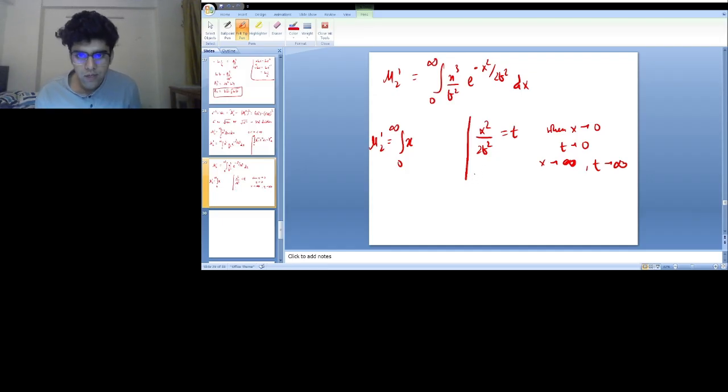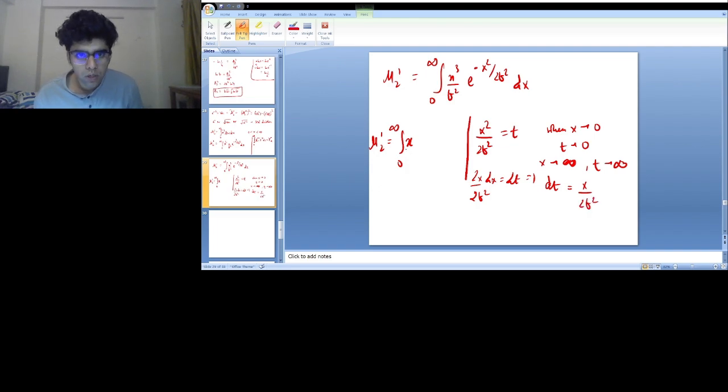Now I'll be writing this as x. If I just differentiate this, again I did this previously, 2x by 2b square dx is equal to dt, where my dt ultimately is equal to x upon 2b square dx. So my x upon 2b square dx, this whole term will become dt. Let me write this clearly.